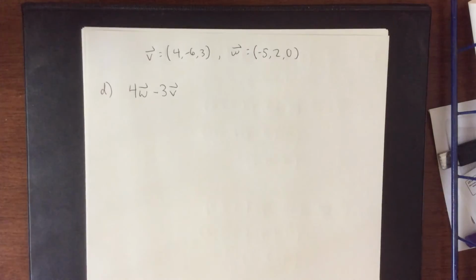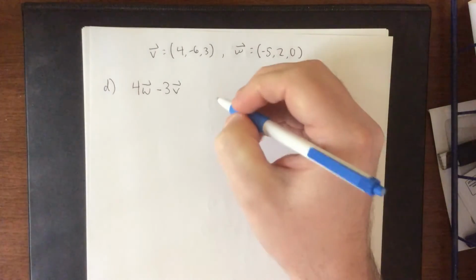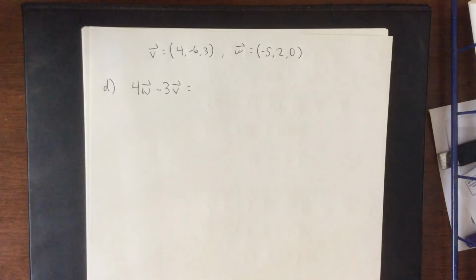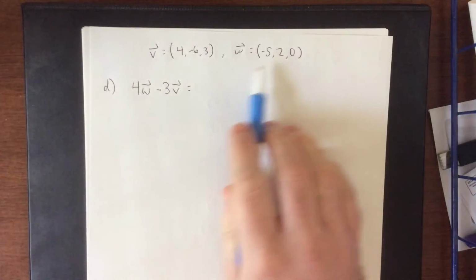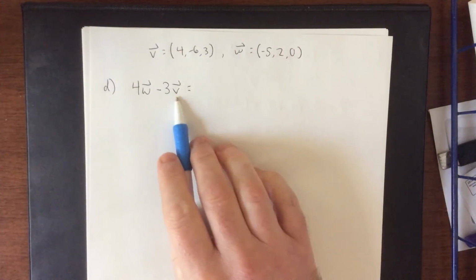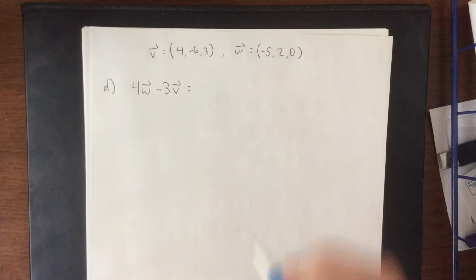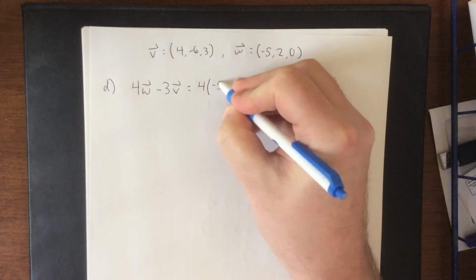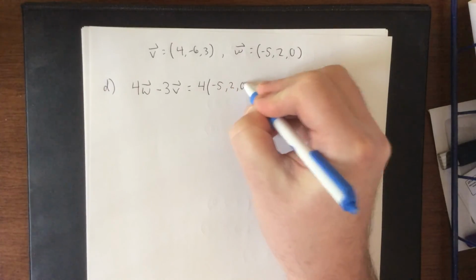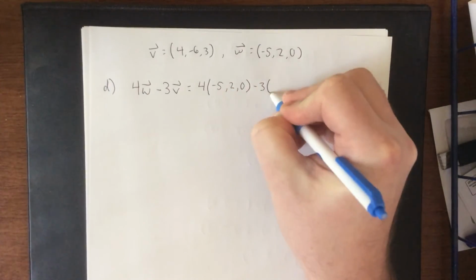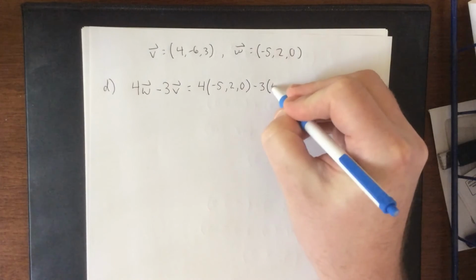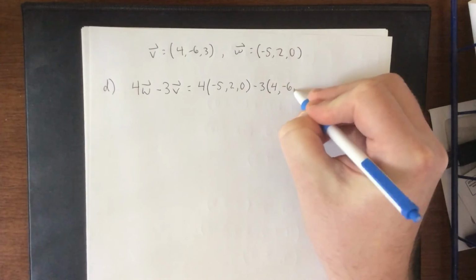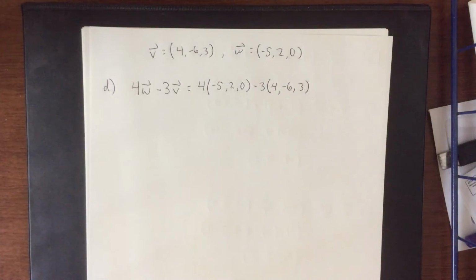Finally, anytime you do a combination of scalar multiplication, vector addition, and vector subtraction in whatever quantity you want, we will be doing what is referred to as a linear combination. This linear combination, I'd like to do 4 times the vector w and subtract 3 times the vector v. So first thing we'll do is actually write that down. So 4 times vector w, that'll be 4 times the vector -5, 2, 0, minus 3 times the vector v. The v is once again 4, -6, and 3.